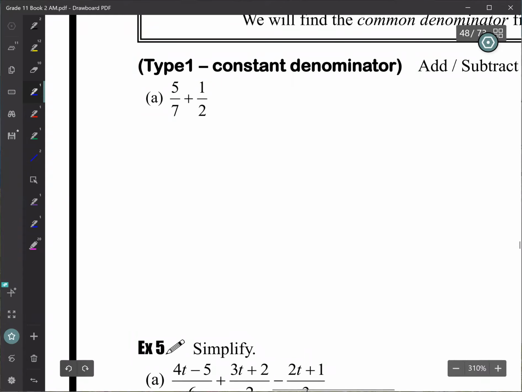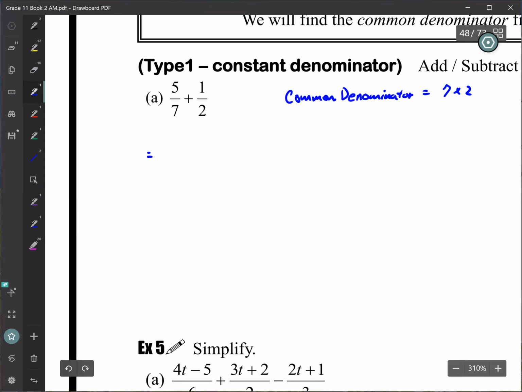Aaron, how do you add two fractions? You find the common denominator. Okay, for this one, what's the common denominator? 14. 14, very good. I'll write it down. Denominator is 14. 14 comes from 7 times 2, right?